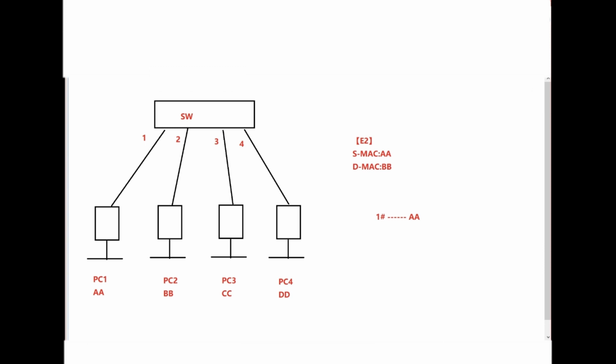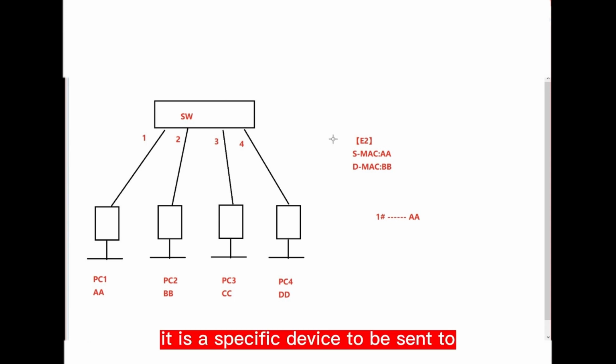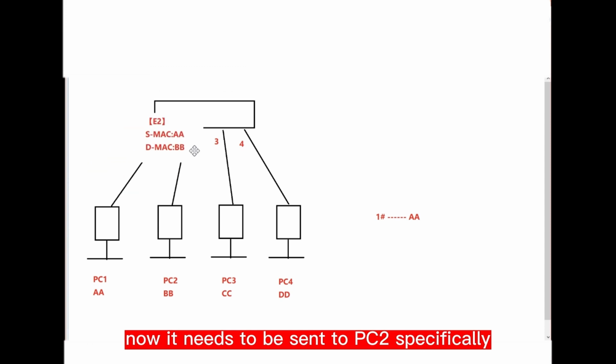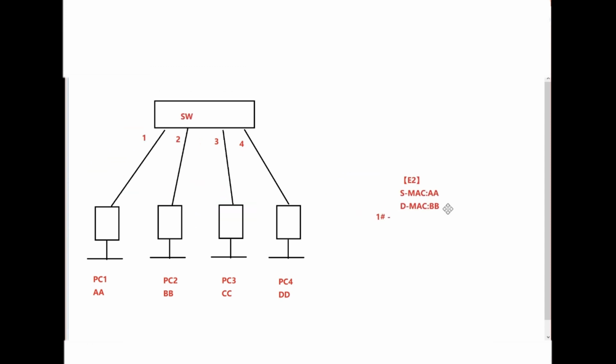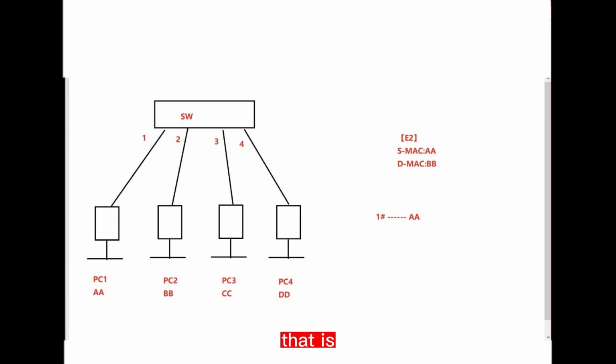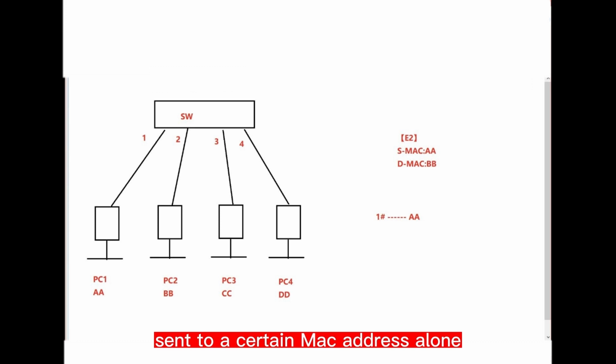For forwarding, now it behaves differently. If it receives data that is to be sent to a specific device, for example now it needs to be sent to PC2 specifically, then it will look at the MAC address table locally. If the MAC address table has the entry, then just forward it. There is a parameter in the MAC address table: known unicast data frame. Unicast means this data is sent by PC1 alone to a certain device, that is, sent to a certain MAC address alone.